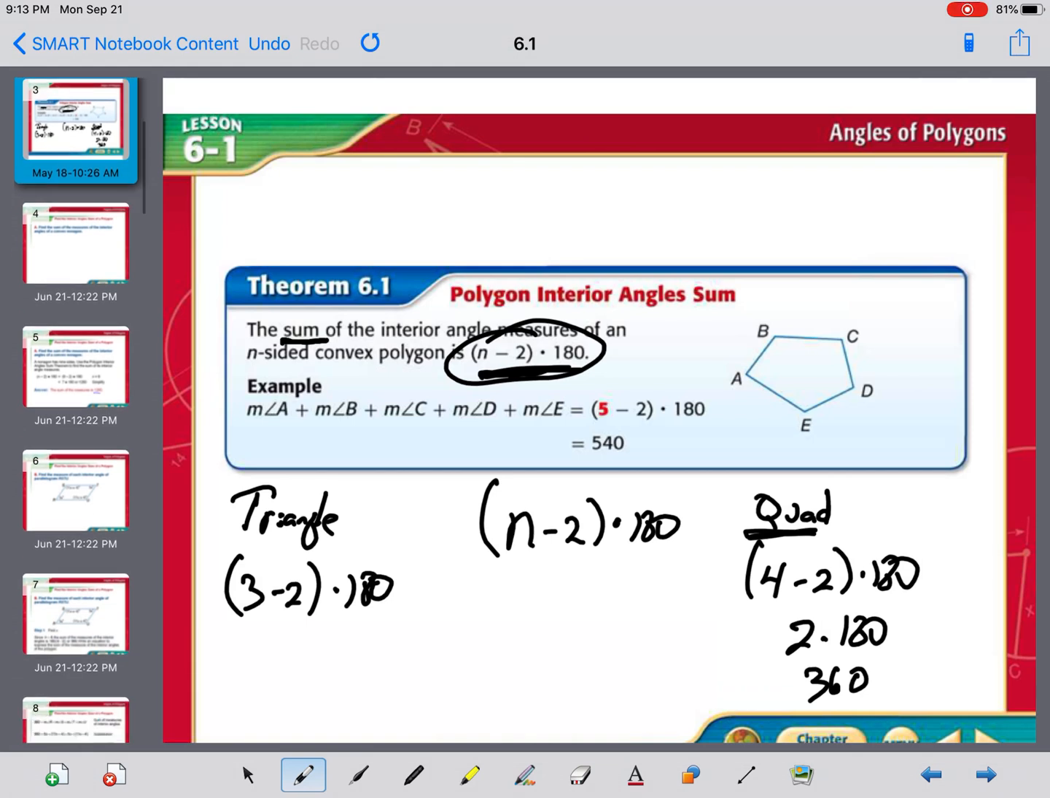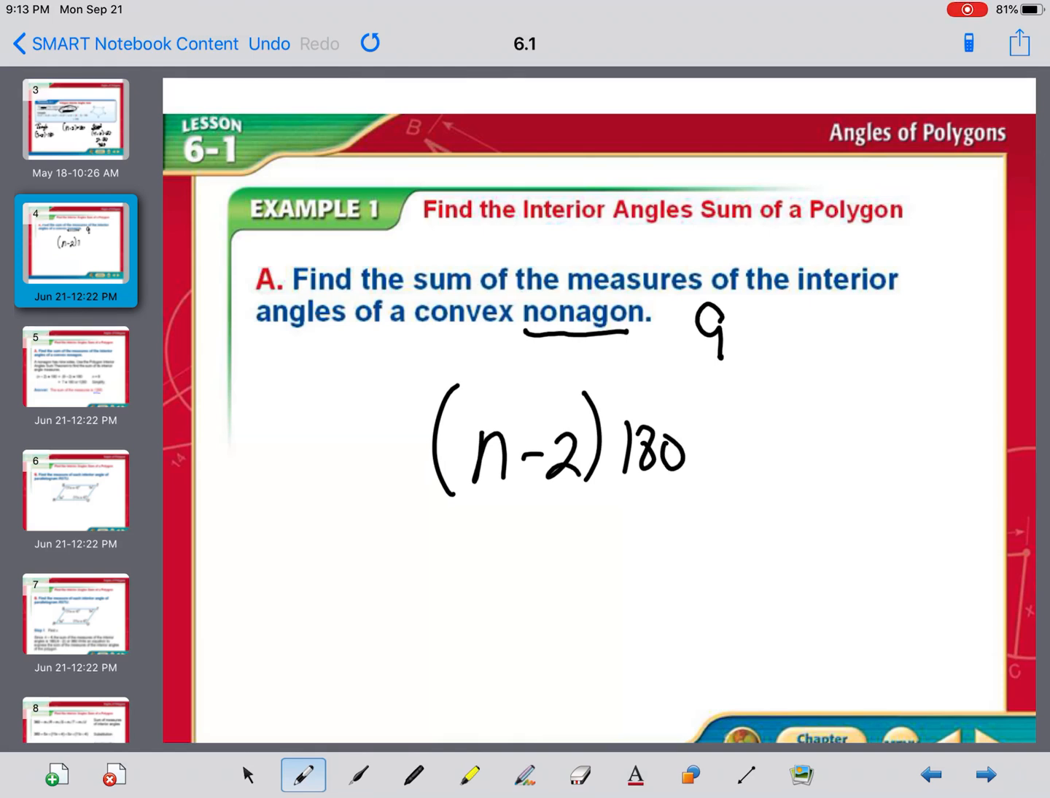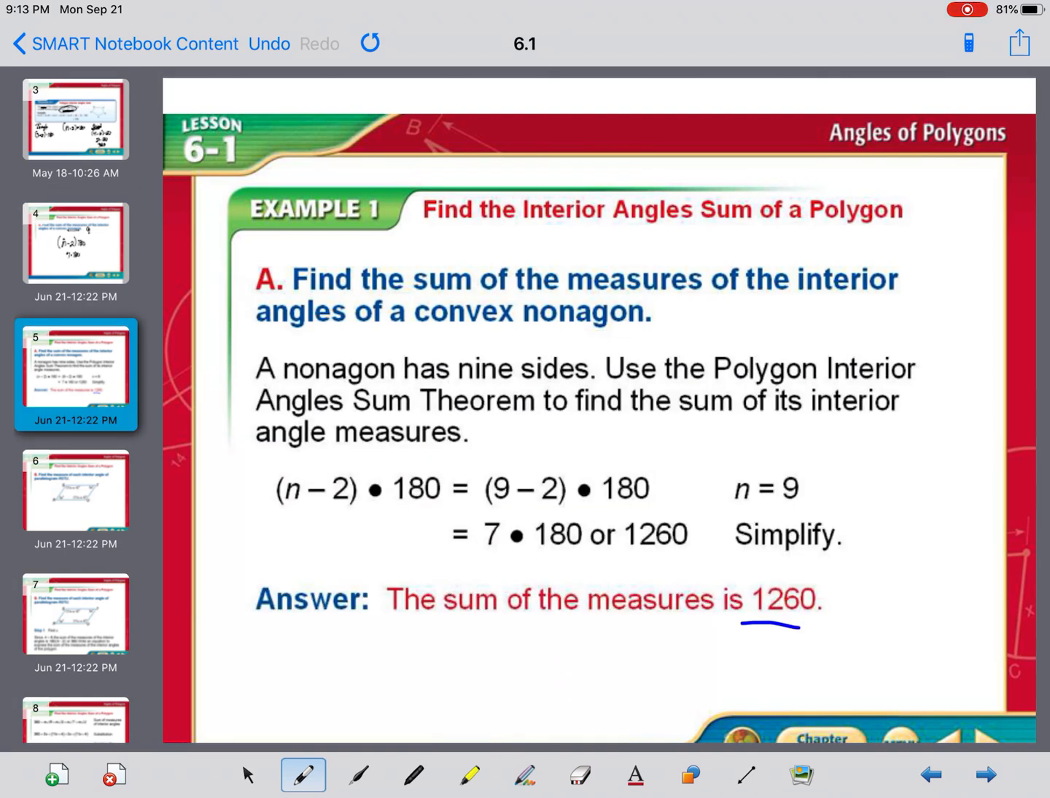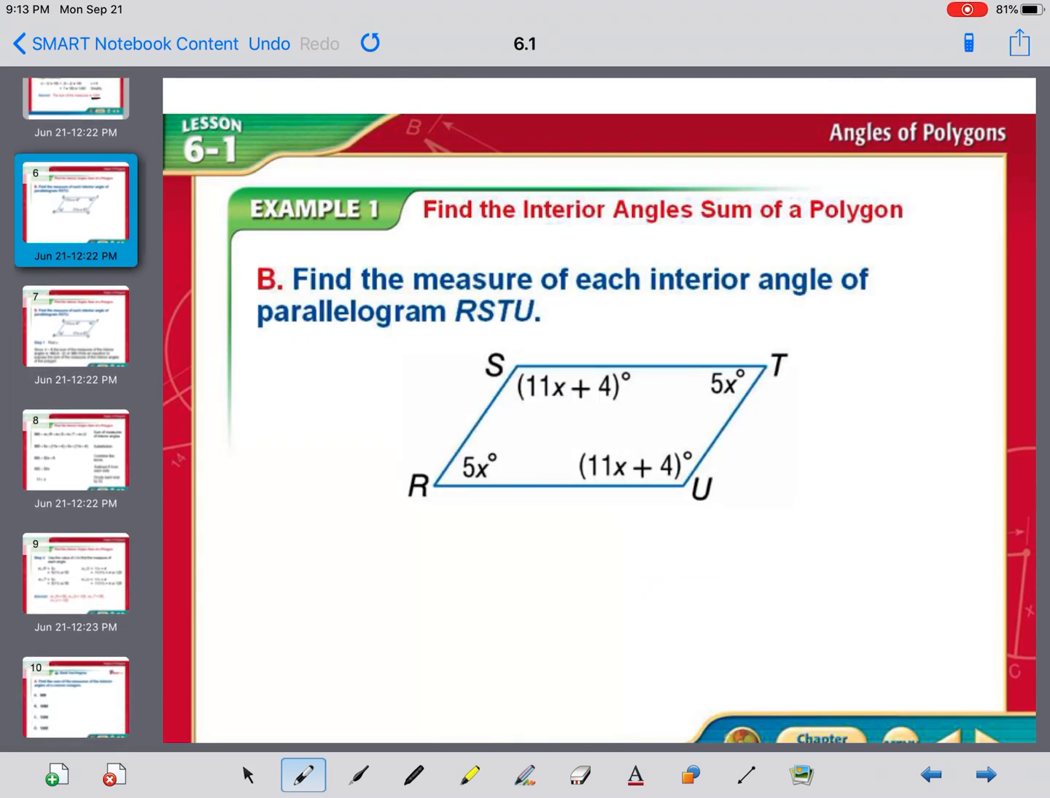That formula works. Now, I'm going to do some things with you besides the formula because I always like to make it make sense. But here it says, find the sum of the measures of the interior angles of a convex nonagon. That's 9 sides. If we use the formula and you put 9 in the place of the n, number of sides, then that's 7 times 180. 7 times 180 is 1,260. Real easy to do.